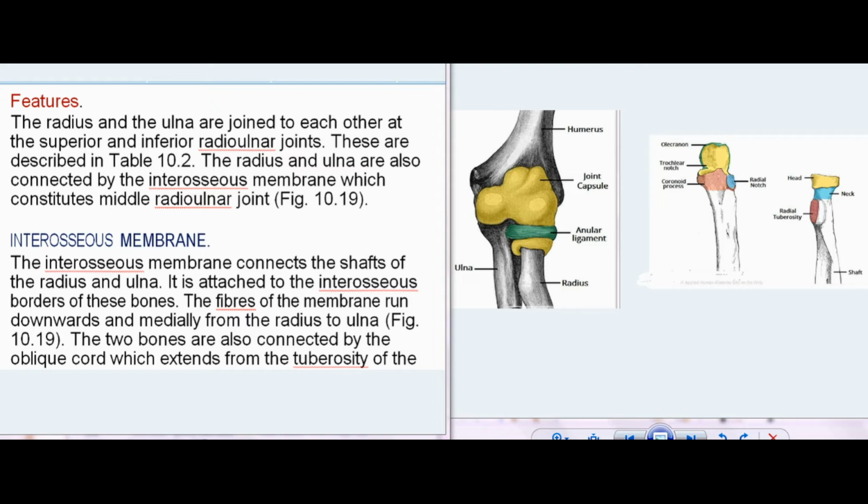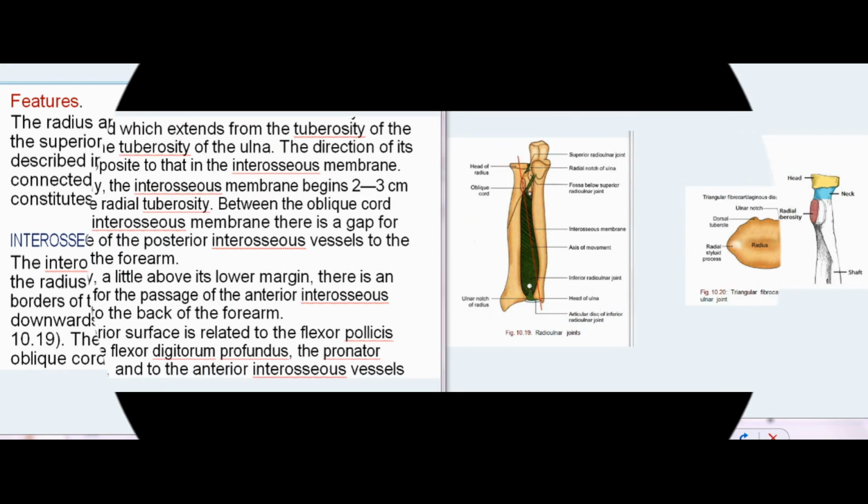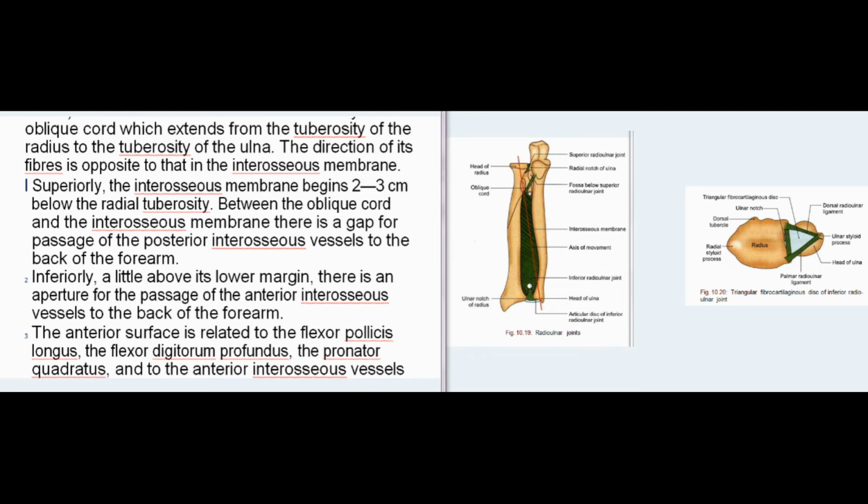10.19. The two bones are also connected by the oblique cord which extends from the tuberosity of the radius to the tuberosity of the ulna. The direction of its fibers is opposite to that in the interosseous membrane. 1. Superiorly, the interosseous membrane begins 2-3 cm below the radial tuberosity. Between the oblique cord and the interosseous membrane there is a gap for passage of the posterior interosseous vessels to the back of the forearm. 2. Inferiorly, a little above its lower margin, there is an aperture for the passage of the anterior interosseous vessels to the back of the forearm.